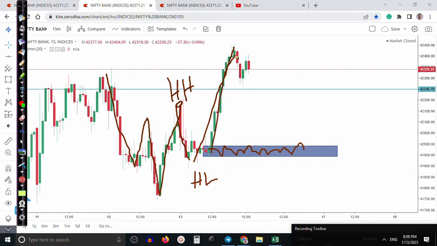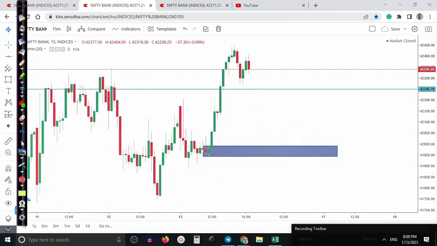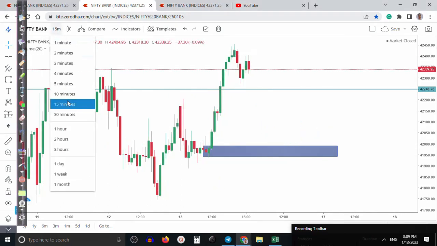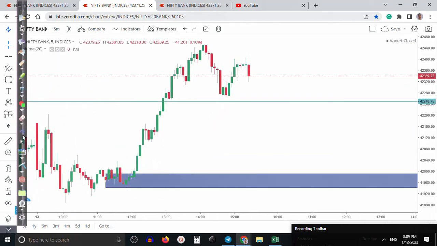So there is a probability of a pullback to this level. Once it pulls back, we'll look for some rejection candle or bullish candle in this area, and definitely we'll go for buy. We'll buy heavily in this area if price pulls back here. All right, let me show in a smaller time frame, like a 5-minute chart.